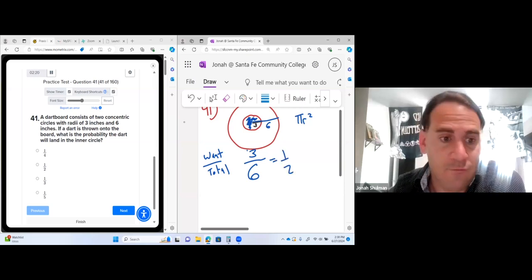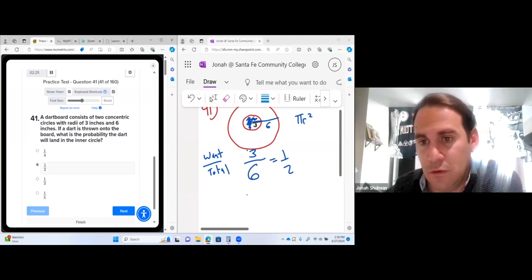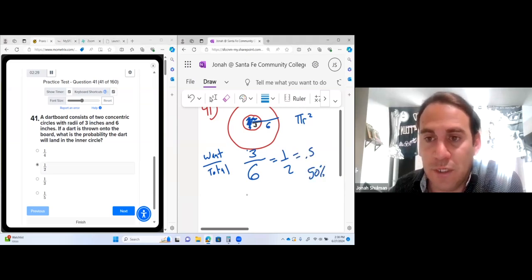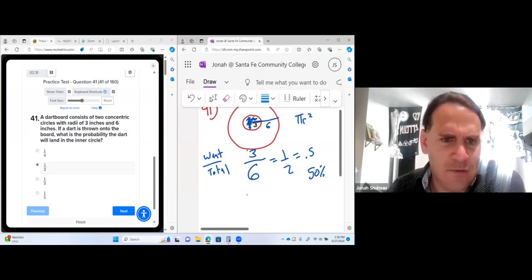I'm going with a half, because 3 divided by 6 is 1/2, 0.5 or 50%. But what if we were going to use these? All right, so we're going to do area. Let's just see if it gives us a different answer.